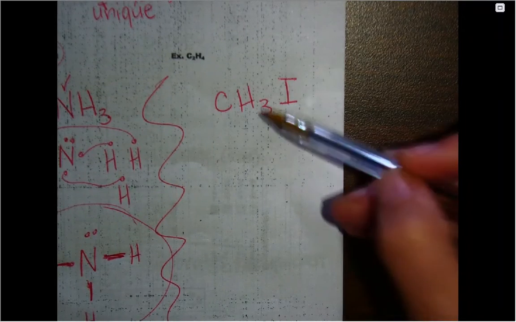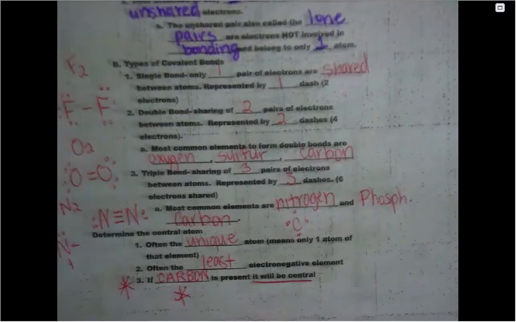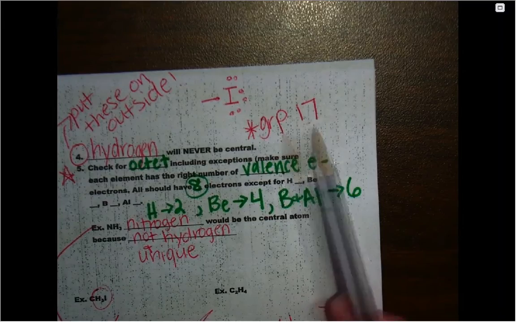All right. For this one, we have carbon, hydrogen, and iodine. Who's going to be our central one? If carbon is an option, pick it. Never pick group 17, right?